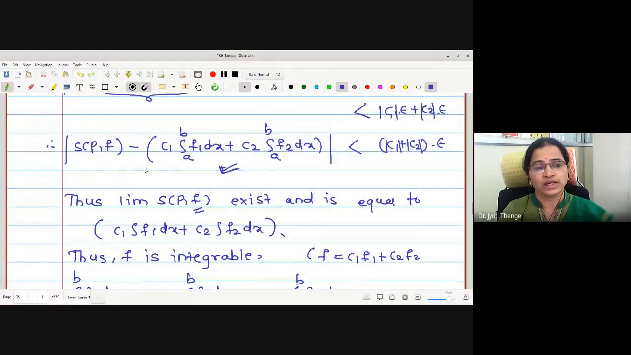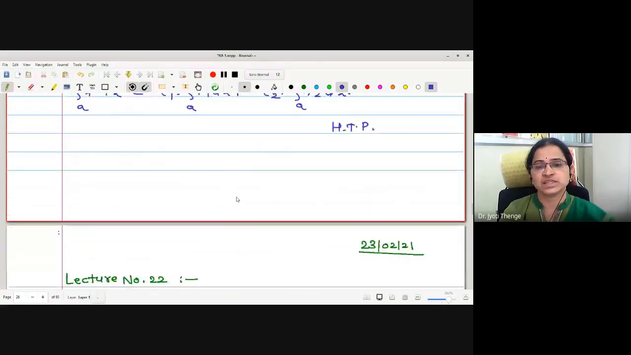Then we proved that the Riemann sum minus this term is less than a positive number. Therefore, the limit of the Riemann sum exists, and hence the function f, that is a linear combination of two functions f1, f2, is integrable, and the integration value is equal to this bracket, which is equal to c1 times the integration of f1 plus c2 times the integration of f2. Hence, we have proved it.